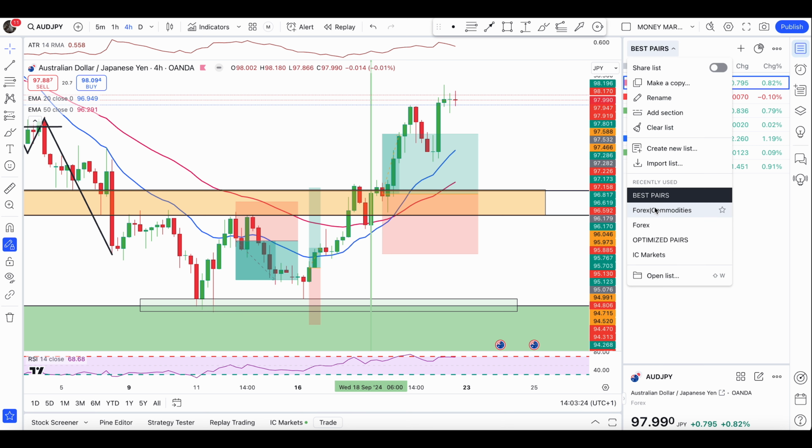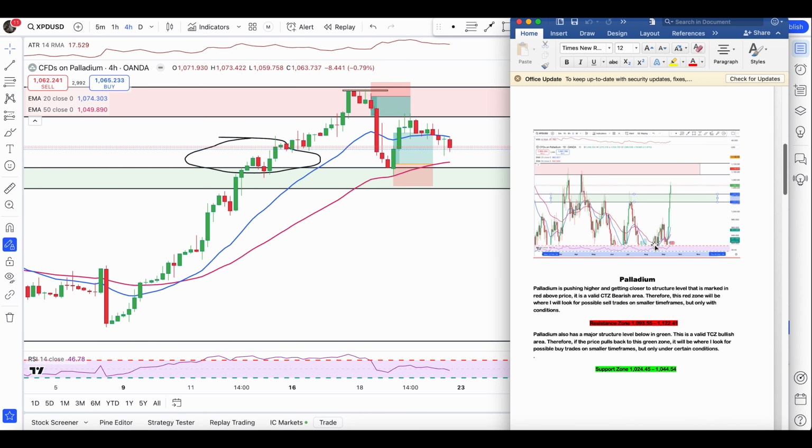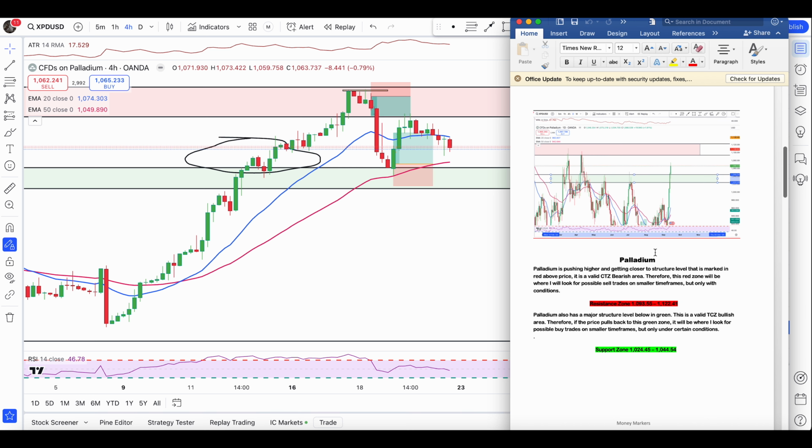Next, I want to show you commodities, how nicely the zones played out both for support and resistance. I want to show you Palladium here, the commodity zones report that was sent to the members last week, and you see the magic of taking your trades with proper conditions and respecting the zones.